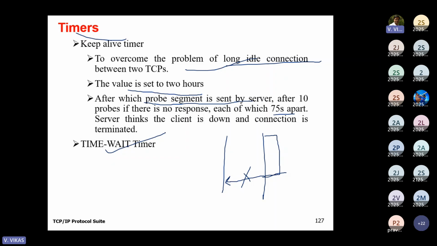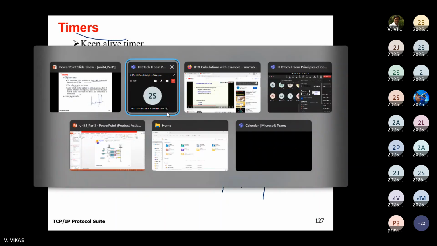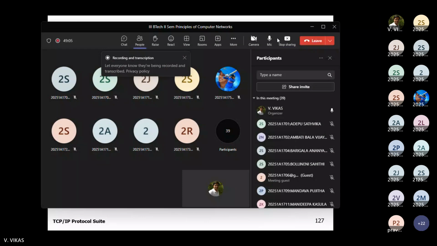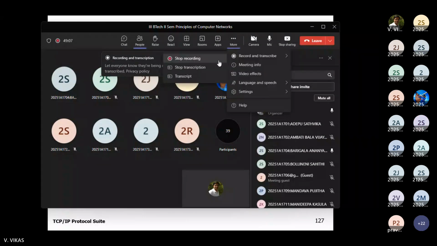Then we have the time wait timer, about which we already discussed. For the time wait timer, we wait for 2 times the maximum segment lifetime. Clear about timers? Yes, sir.